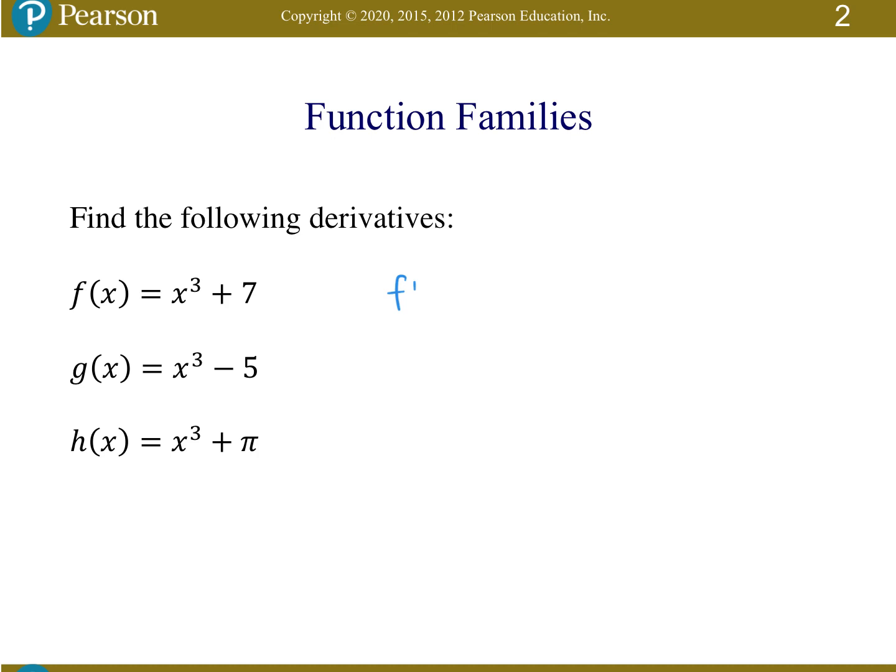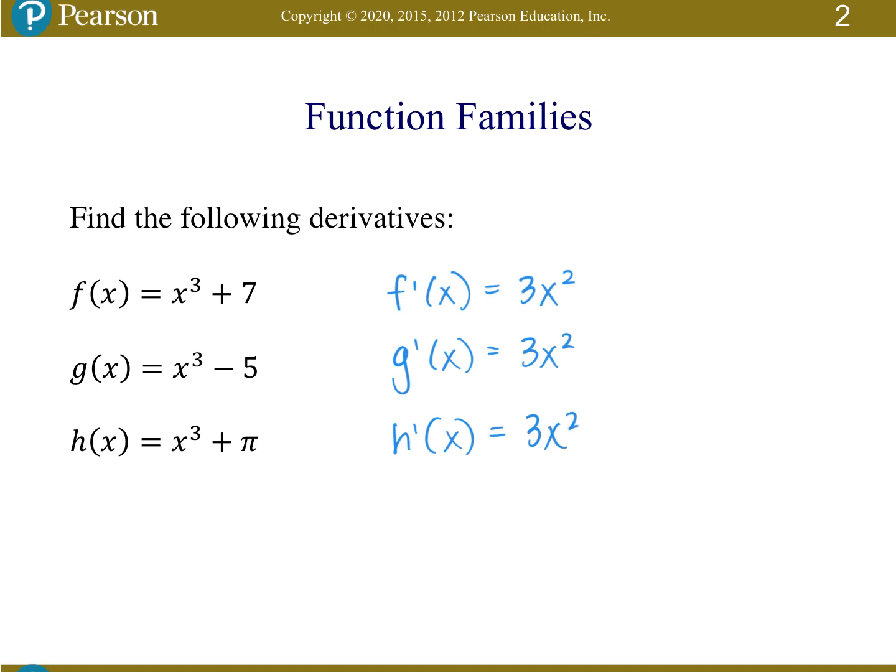All right, so Tyler, since you didn't get to do any of the other ones, what is f prime? 3x squared, good job. And Nathan, since you didn't get to do any of the other ones, what is g prime? 3x squared. Okay, and Isaac, you were left out as well. So what is h prime? 3x squared. Okay.